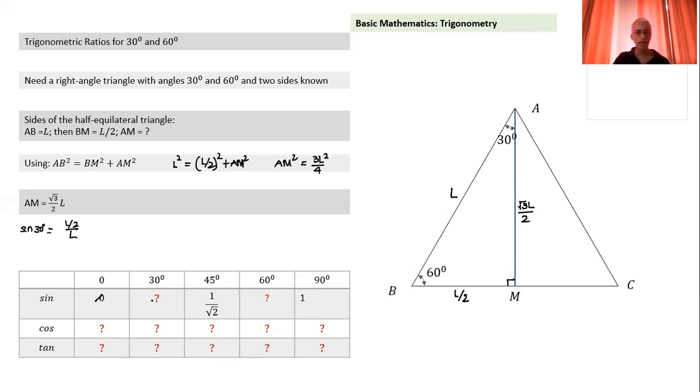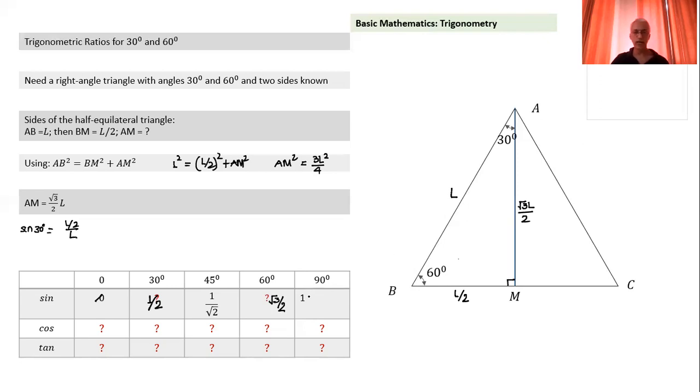What is L by 2 by L? It is 1 by 2. So sine 30 is equal to 1 by 2. Similarly, can I calculate sine of 60? When I calculate the sine of this angle, I look at this, it becomes the opposite side. Sine 60 will be equal to root 3L by 2 by L. So L will get cancelled. What would be left here? Root 3 by 2. That's sine 60.